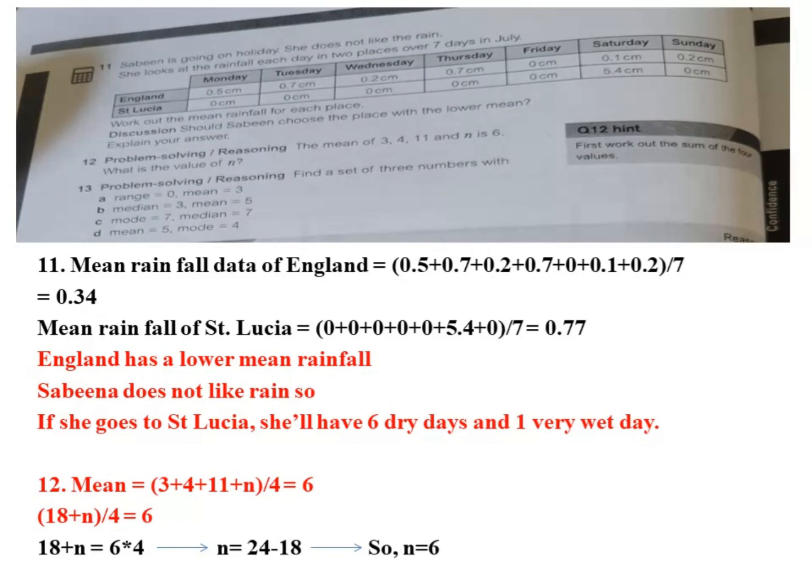So what we have to do next is multiply both sides of the equation by 4. Then the equation can be written as n is equal to 24 minus 18. By solving this equation, we can find n as 6.